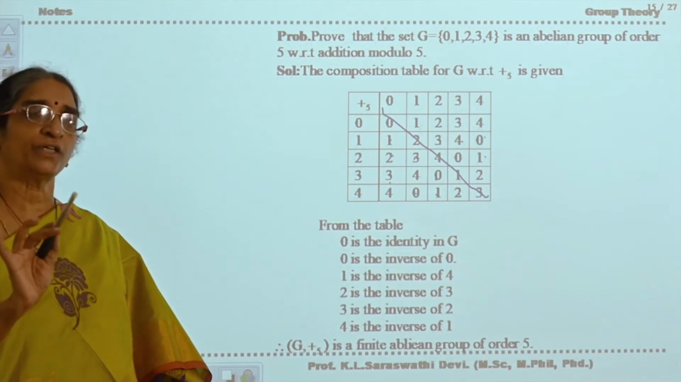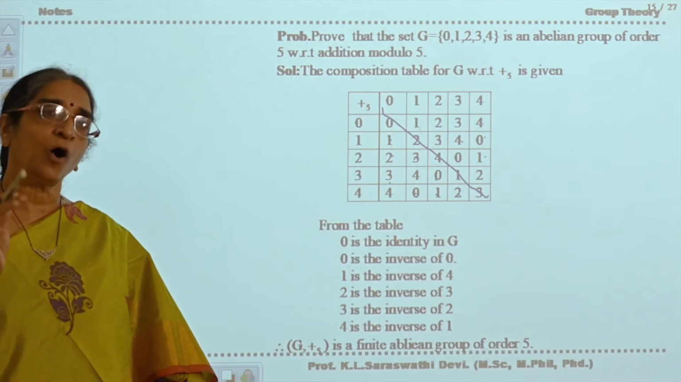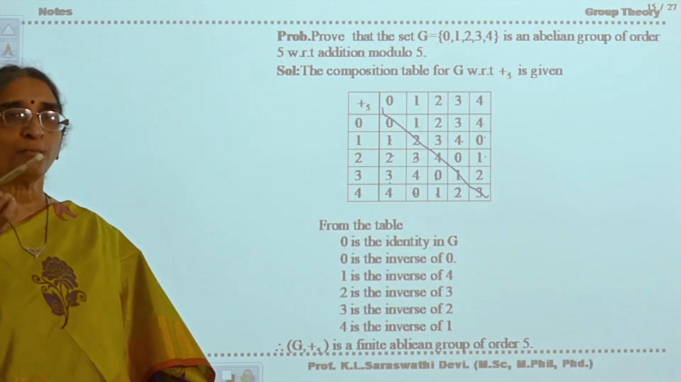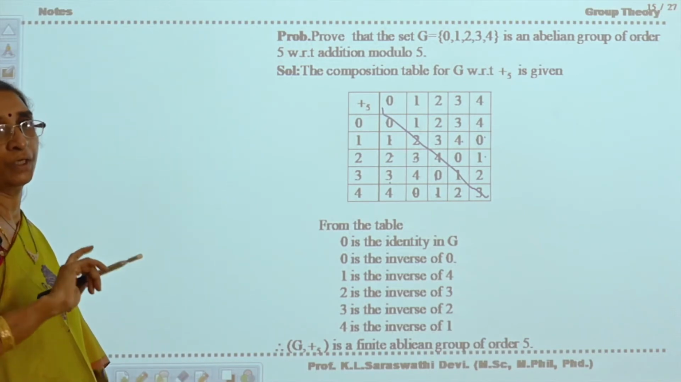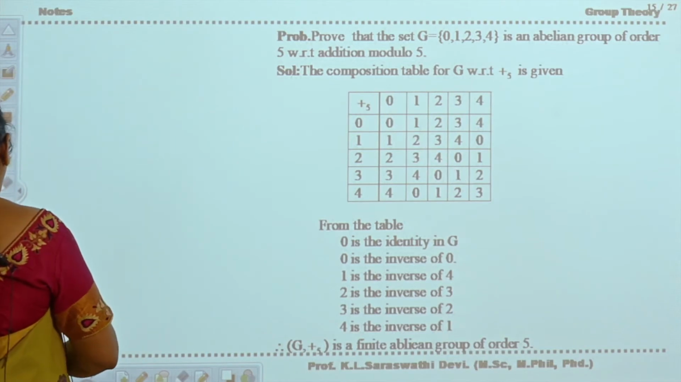Therefore, commutativity is satisfied. I think it is clear how to read the composition table and how to write the composition table with respect to addition modulo. Now is it clear? Okay. Now we will move to the multiplication modulo.